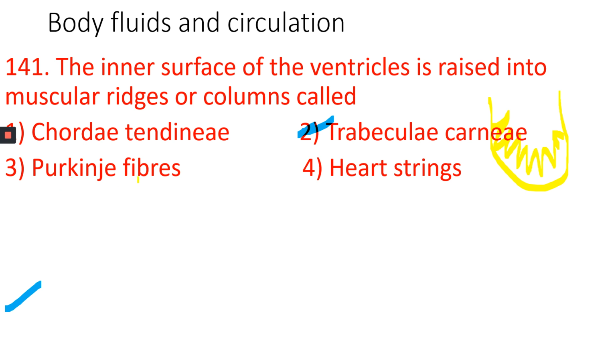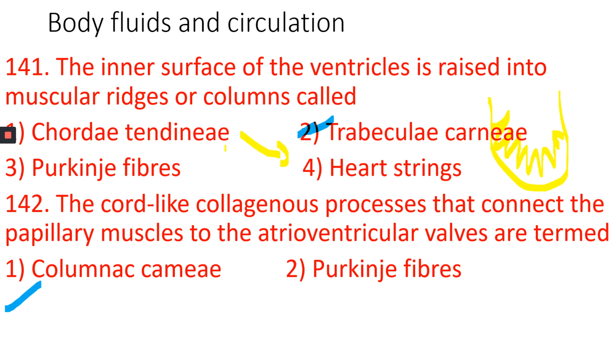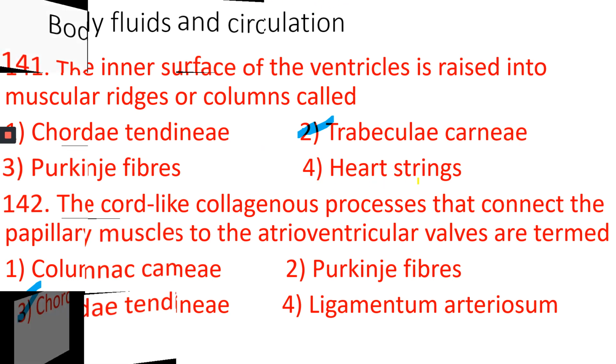Purkinje fibers, you will learn later. Heart strings. Okay, these are the chordae tendineae, also called heart strings, which connect papillary muscles and tricuspid and bicuspid valves. The cord-like collagenous processes that connect the papillary muscles to the atrioventricular valves are termed as. Any guesses? The answer is chordae tendineae. Chordae tendineae are also called heart strings.